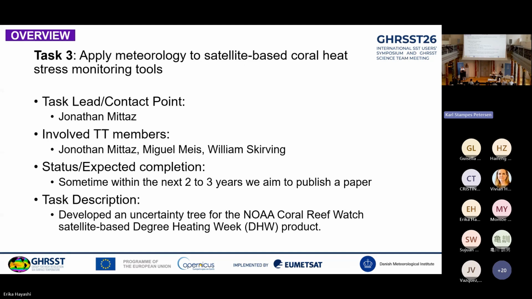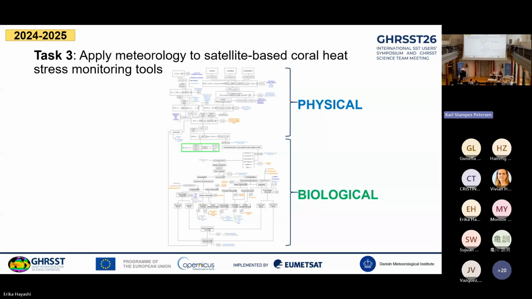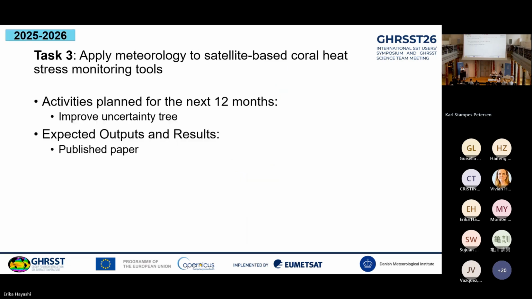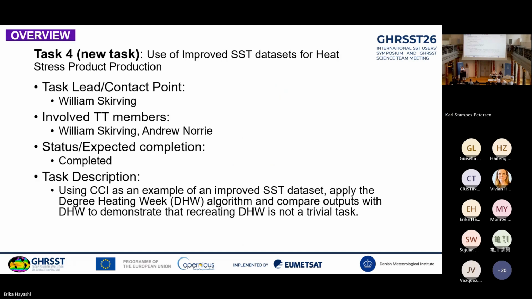Task 3 is an effort to apply metrology techniques to the DHW product, a heat stress metric. We think this might be the first time that someone has actually attempted to apply metrology to a product that has both a biological and a physical component. And we're going to continue this. We're aiming to publish a paper.